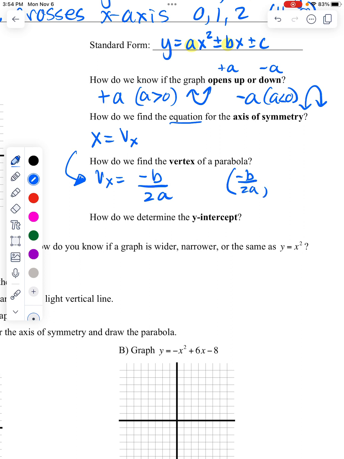So once I know that x coordinate of my vertex, I find the y value the same way we've always found y values, and that is by taking what I have for x and plugging in the x value, which is going to be whatever you got with the opposite of b over 2a. So once I find that x part, I plug it into the original equation to get the y part. So I'm just going to plug in whatever you got as your v sub x number, and that's going to tell me the location of the vertex.